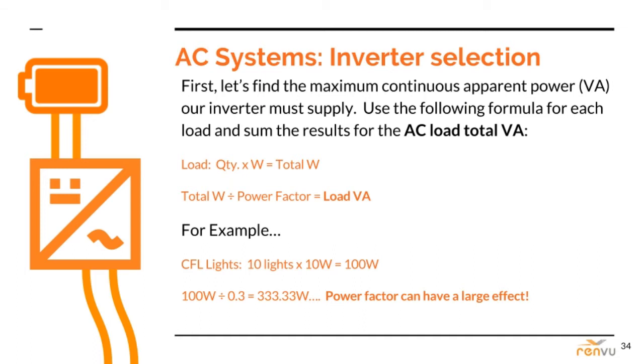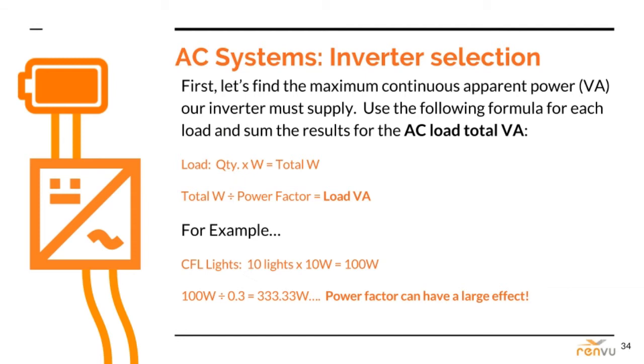Multiply the load's quantity and watt rating, then divide by the load's power factor. Next, find the sum of the resulting volt amps for each load. For example, compact fluorescent lights, if you have 10 and they're each rated 10 watts, that would equal 100 watts.